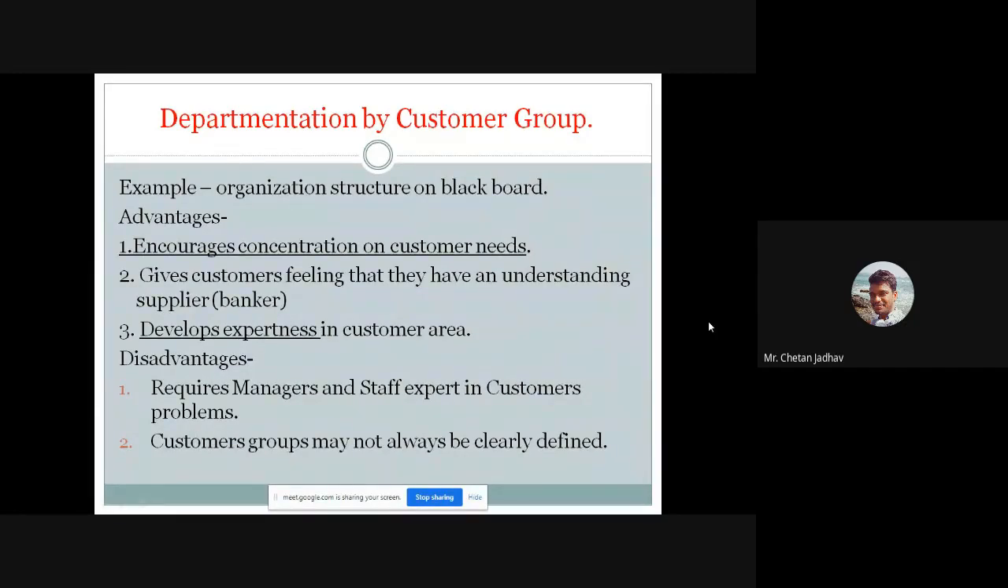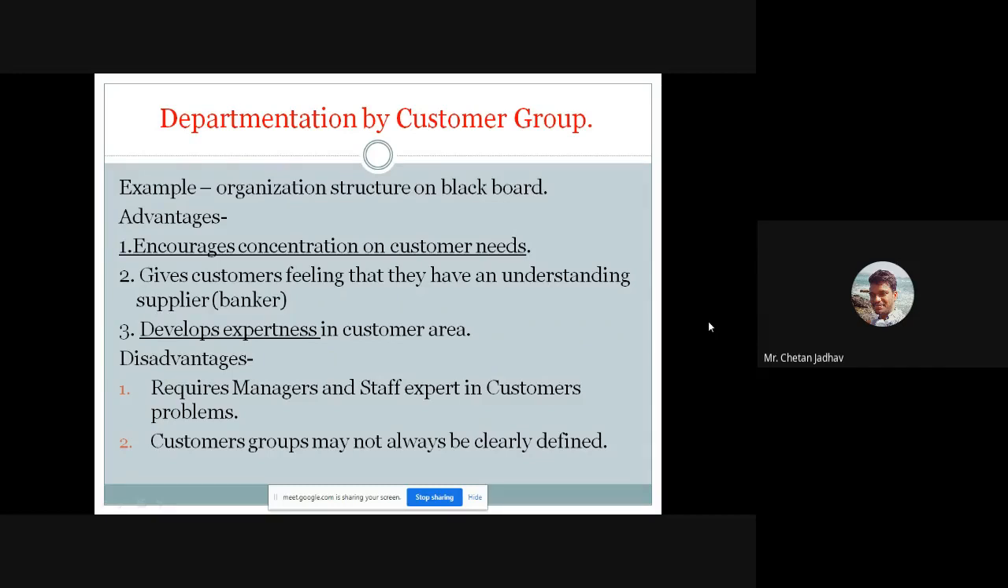Their problems, the customer's problems throughout this banking, so we have to develop some expertise, we have to keep expertise to relate to this problem, we have to provide some solution to the customer, we have to make one separate department like a developer, expert in banking, so we can easily provide all the solutions for their problems. Then there are some disadvantages also in this customer group departmentation.